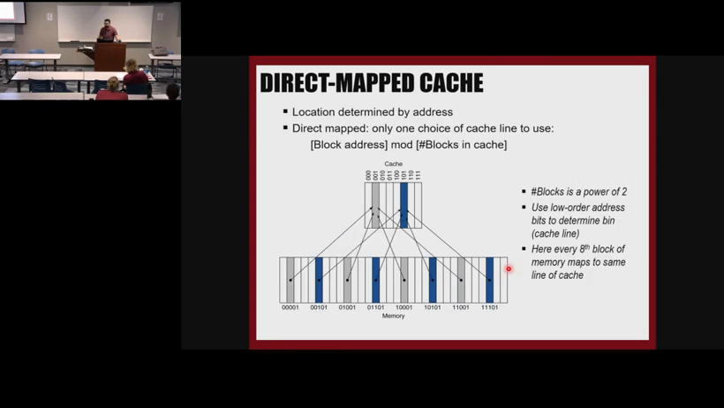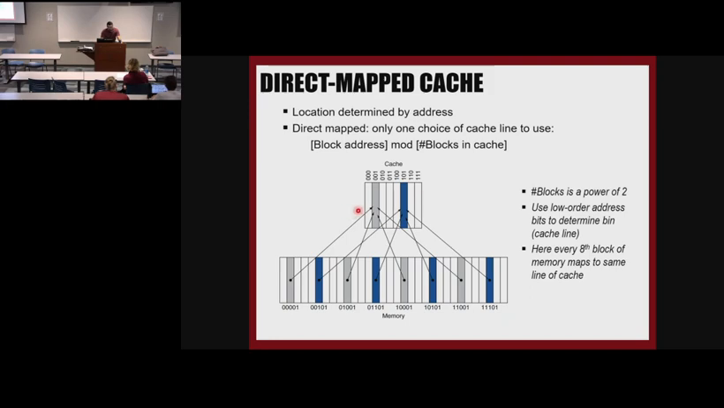So this is an example of a direct map cache. We have a main memory that has 32 words, and then we have a cache for 32 blocks. But it's the same thing. We have one word in each block, one byte in each word. So we have 32 blocks here. And then we have a cache that has 8 lines.